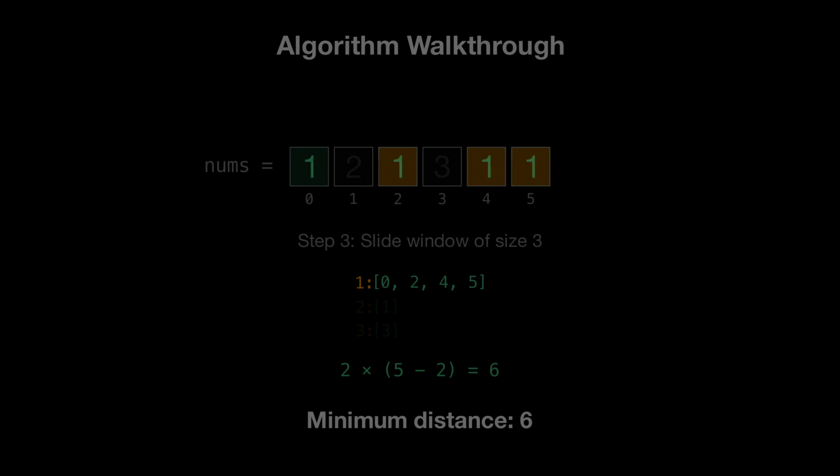Now, let's consider the time and space complexity. The time complexity is O(n), where n is the length of nums. We iterate through the array once to build the dictionary, and then iterate through all the stored indices once more to check the sliding windows.